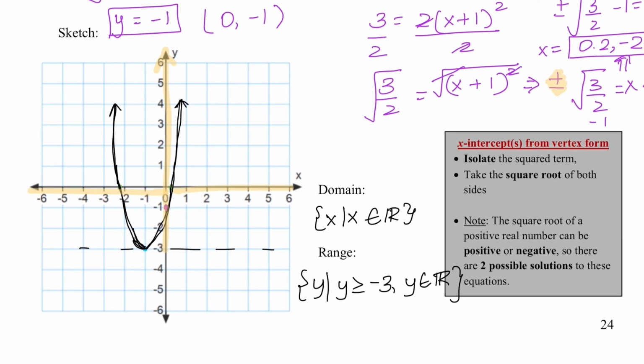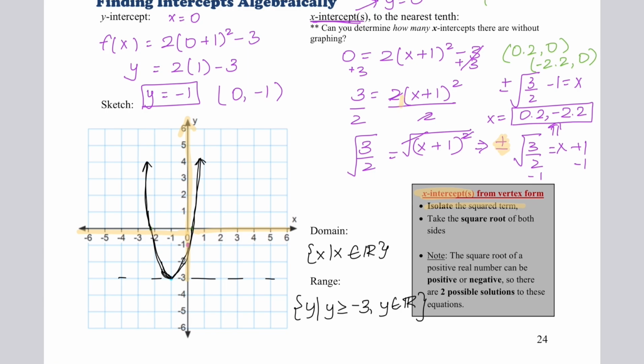This is kind of a cheat sheet given for how to figure out the x-intercept in vertex form. Isolate the squared term, so just like how we did, keeping the squared term alone and then square rooting both sides. When you do square root, there's positive and negative, so there will be two possible solutions. Okay, questions?